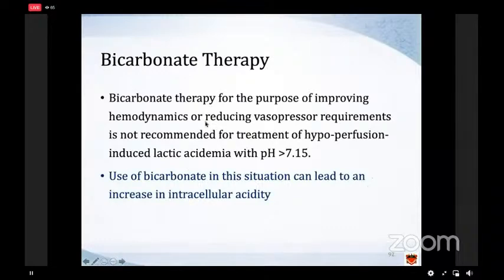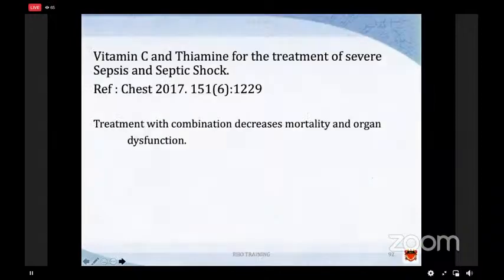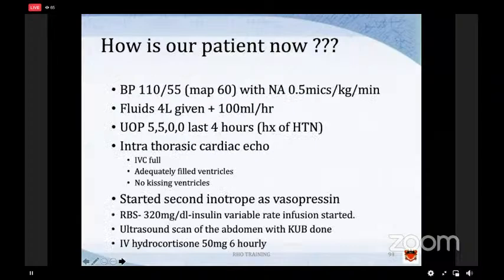Bicarbonate therapy for the purpose of improving hemodynamics or reducing vasopressor requirement is not recommended for the treatment of hypoperfusion-induced lactic acidemia. Simply, if the pH is more than 7.1, even though the patient is acidotic, we normally don't give bicarbonate because it can cause refractory intracellular acidosis. Vitamin C: clinical evidence says yes, but normally we don't do it in current practice.